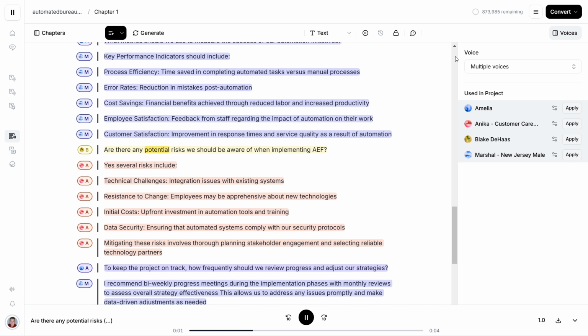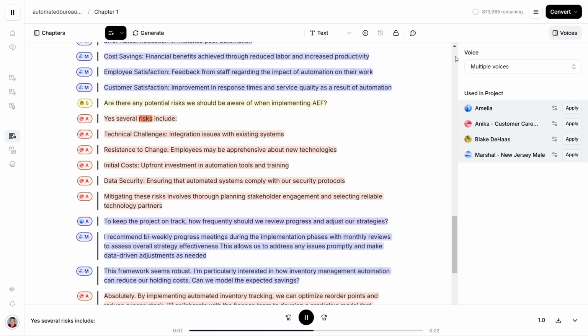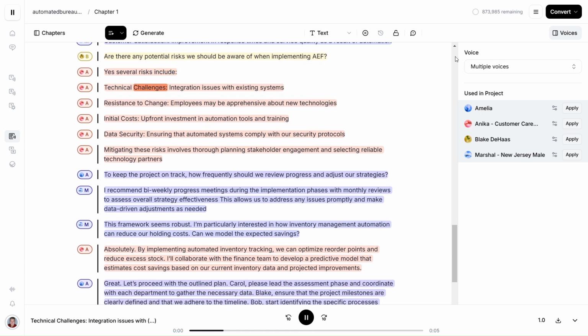Are there any potential risks we should be aware of when implementing AEF? Yes. Several risks include technical challenges, integration issues with existing systems, resistance to change. Employees may be apprehensive about new technologies. Initial costs: upfront investment in automation tools and training. Data security: ensuring that automated systems comply with our security protocols. Mitigating these risks involves thorough planning, stakeholder engagement, and selecting reliable technology partners.